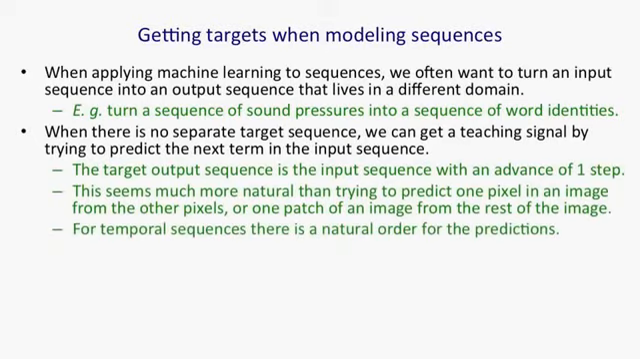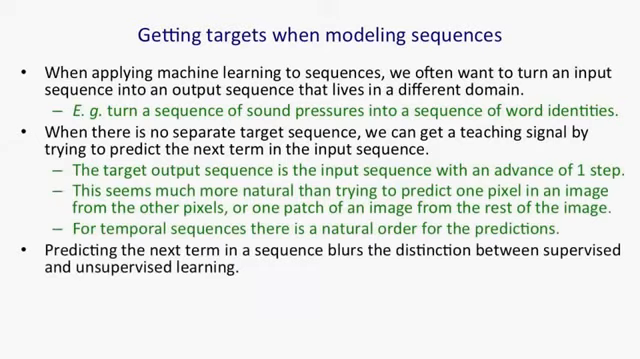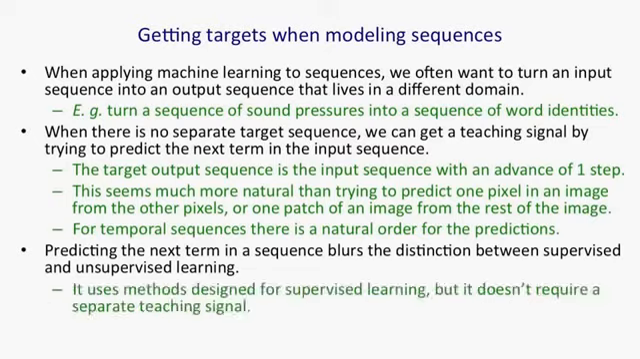One reason it probably seems more natural is that for temporal sequences there's a natural order to do the predictions in, whereas for images it's not clear what you should predict from what. But in fact, a similar approach works very well for images. When we predict the next term in a sequence, it blurs the distinction between supervised and unsupervised learning that I made at the beginning of the course. So we use methods that were designed for supervised learning to predict the next term, but we don't require a separate teaching signal. So in that sense it's unsupervised.